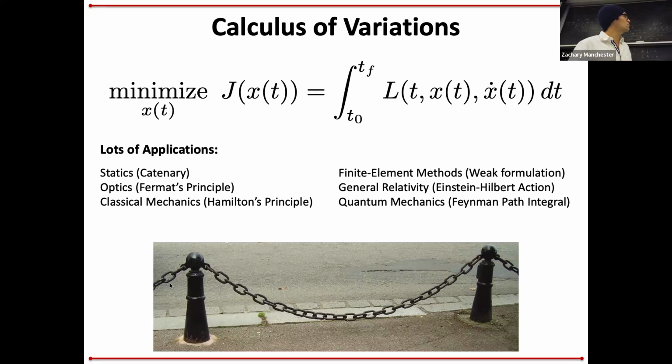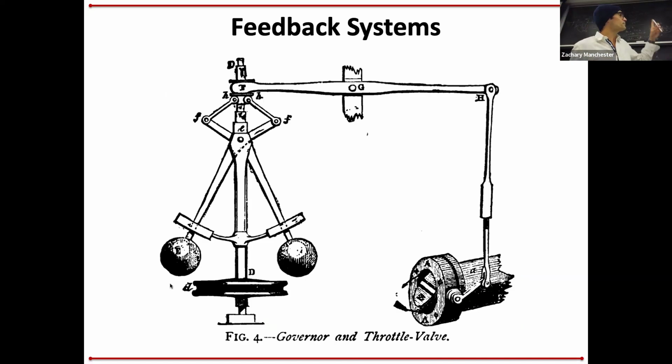Yeah, Fermat's principle in optics, classical mechanics, right? Hamilton's principle. We do this stuff. So your Euler-Lagrange stuff from dynamics is this kind of thing. Finite element methods, GR, quantum mechanics. It shows up all over the place. This is a very broad thing. It shows up in control too.